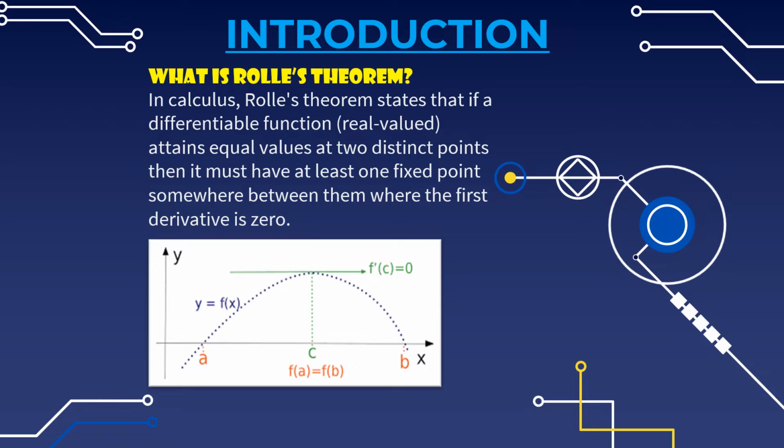For Rolle's theorem, what is Rolle's theorem? In calculus, Rolle's theorem states that if a differentiable function, a real value, returns equal value at two distinct points, then it must have at least one stationary point somewhere between them where the first derivative is zero.